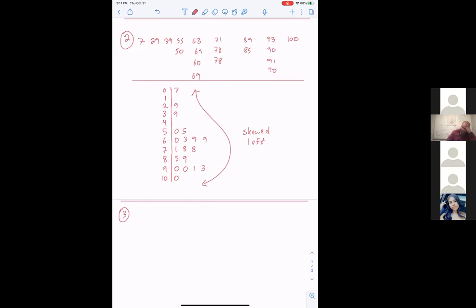Okay, sounds good. All right, then find the 5-number summary. Well, the min is easy. The min is equal to 7. The max is easy. The max is equal to 100.